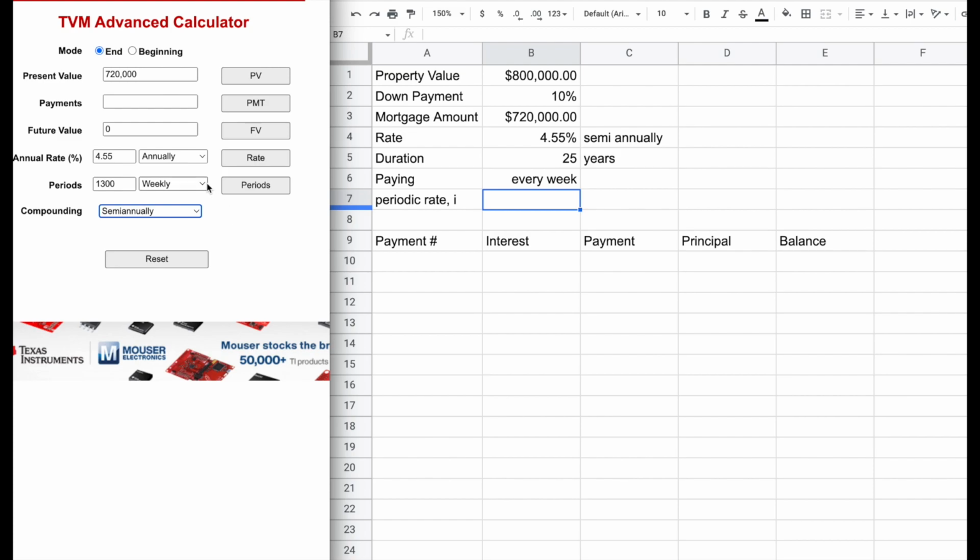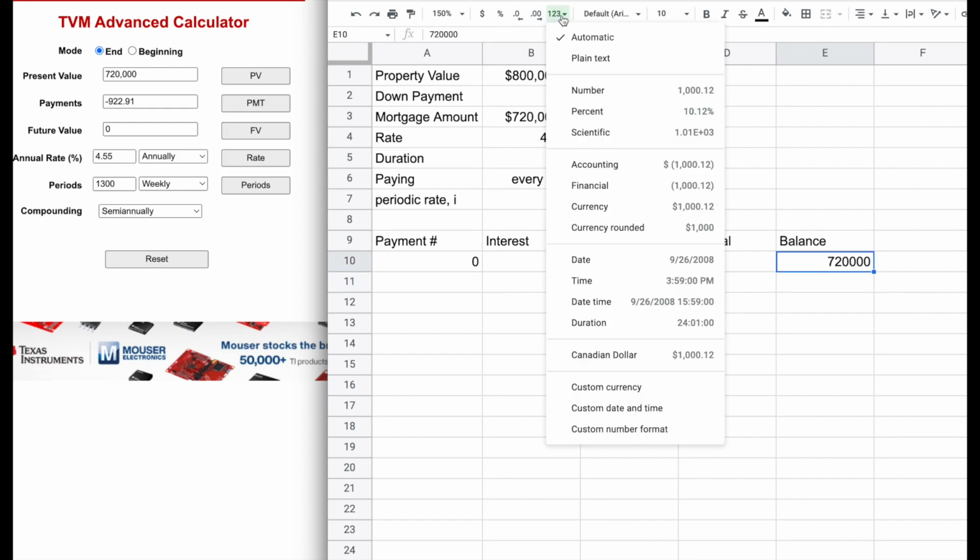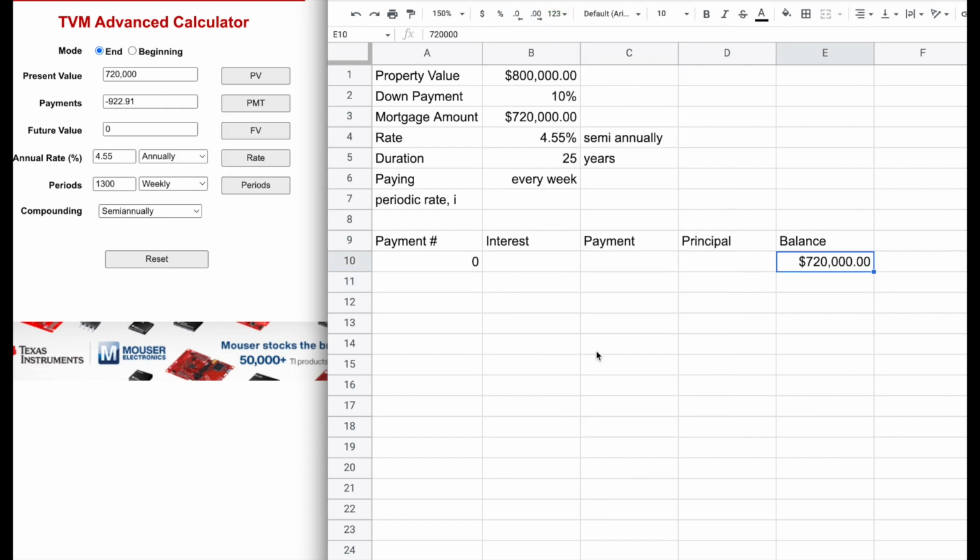So the only thing left blank here is payments. So I can go ahead and click that, and we get a payment of $922.91 every week. So I'm going to come back to my spreadsheet here, and I'm going to start with payment 0, and there's no interest, payment, or principal in that one, and we just want to load in our value here. So I'm going to change this to Canadian dollars. You don't have to do that, but it's easier for me to read, so I do that.